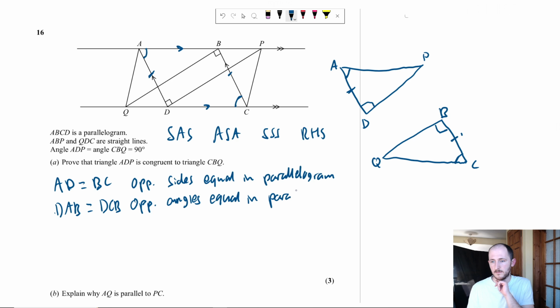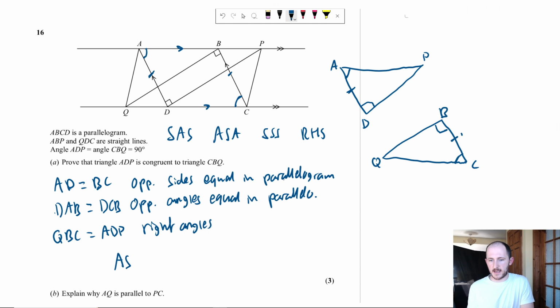So it looks like Evie might be onto something here. ADP and QBC, they're both right angles, so they must be the same. Here, can you see that we have two angles and the same side, so we're going to be using ASA. Technically, you can use any of them because they are congruent. But I'm going to write QBC is equal to ADP, right angles. So in this case, it's ASA, they're congruent.